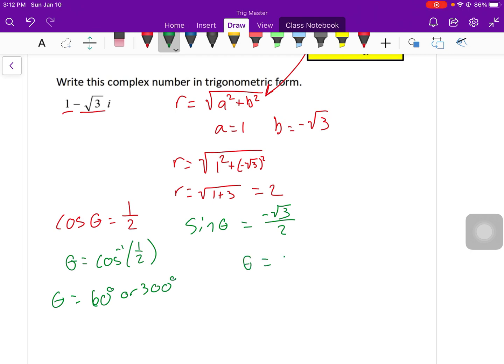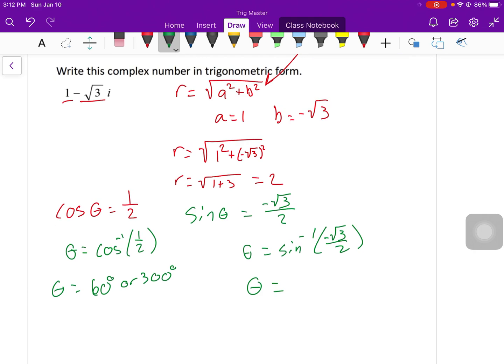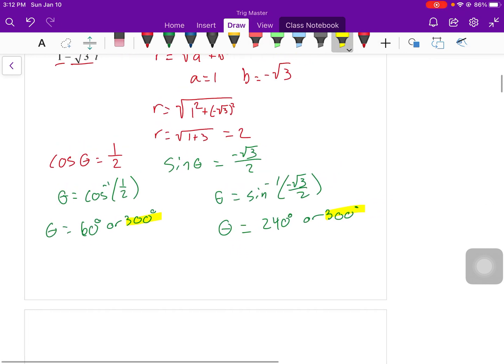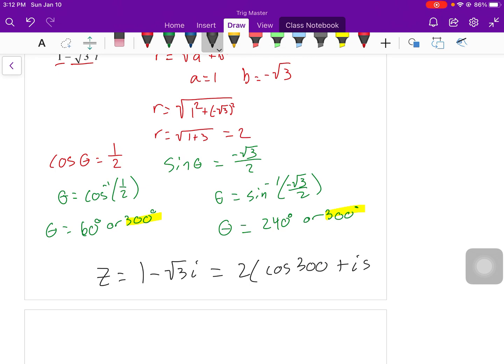And for sine inverse of negative square root of 3 over 2, that's going to tell me that theta is going to either equal, sine is going to be negative down in quadrants 3 and 4, so that's either 240 degrees or 300 degrees. All right, so since those are both 300, I get my final answer, which I'll write as z equals, it was 1 minus square root of 3 times i. This is now equal to 2 times cosine of 300 plus i sine of 300.